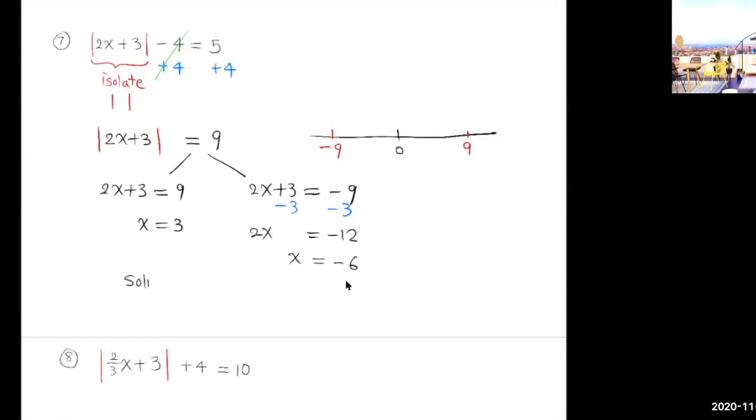So the solution set will consist of two numbers. Let's put the smaller number first, which is -6. The other one is 3. Separate them by a comma. You guys good?